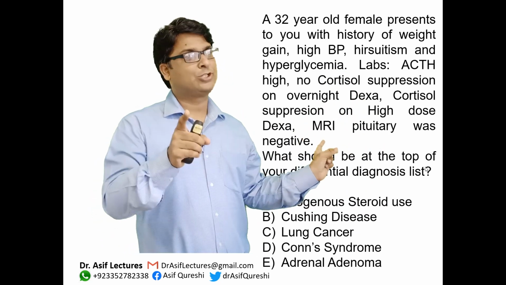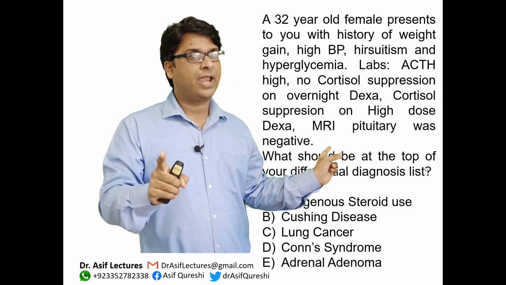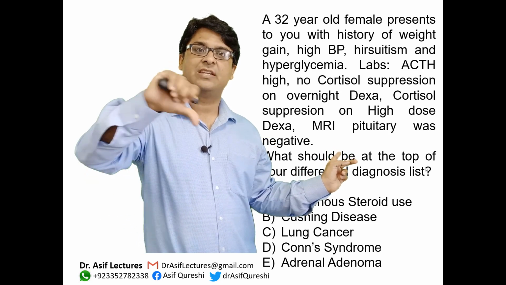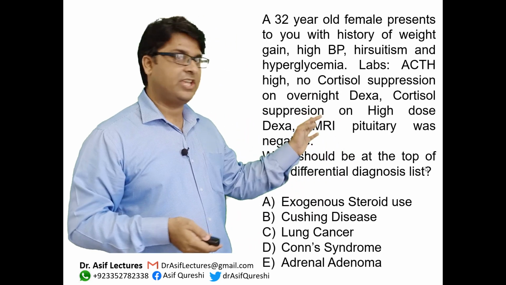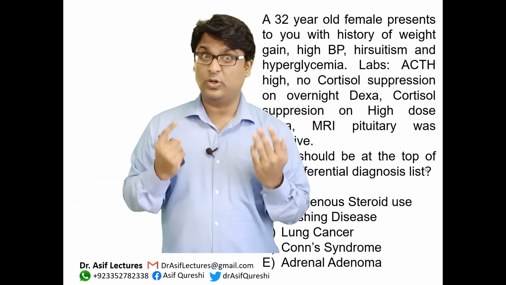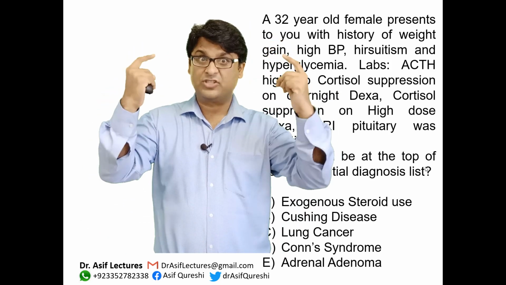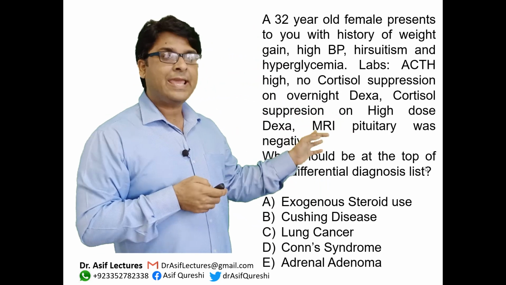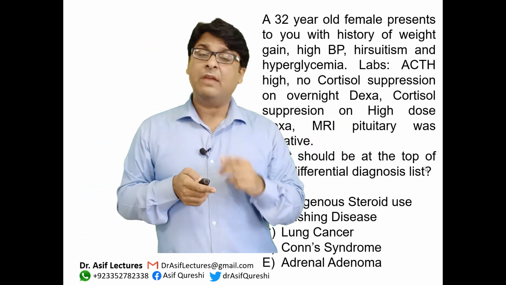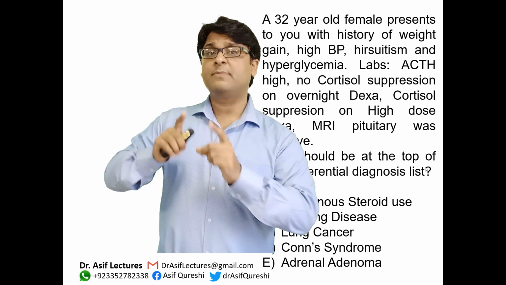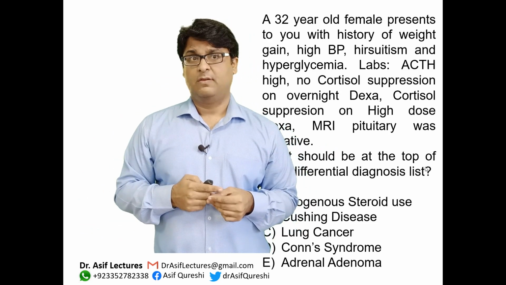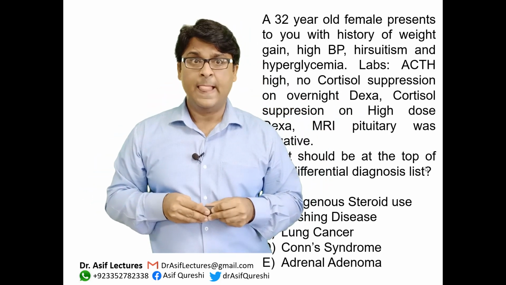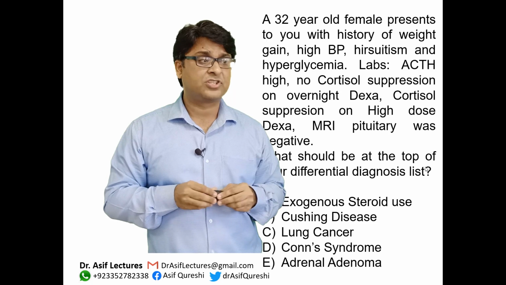Option A, exogenous. I told you it's not exogenous steroids. Why? Because ACTH levels are high here, okay? If the patient was on exogenous steroids, the ACTH levels would have been low, right? Cushing disease is something which I was actually thinking. Problem in the pituitary. This is what I was thinking, but now pituitary MRI is negative, so I'm a little confused. Lung cancer, it is not lung cancer because if it was lung cancer, then high dose dexamethasone would not be positive. We look in this scenario that high dose dexamethasone is suppressing the cortisol levels, okay? So therefore, this is not lung cancer.